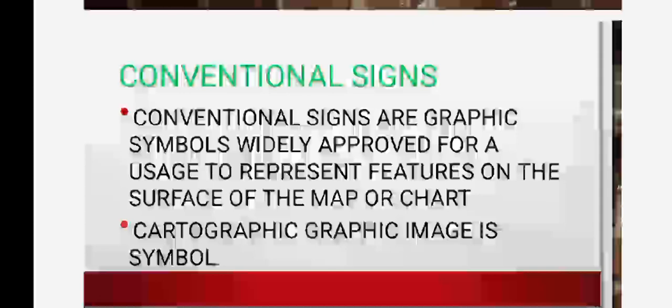Conventional signs are graphic symbols widely approved for usage to represent features on the surface of the map or chart. When we say something is conventional, we are referring to tradition, laid down rules to be followed. So the symbols and the graphics used for mapping are traditional, laid down by the world, as the type of symbols and signs to be used when mapping.